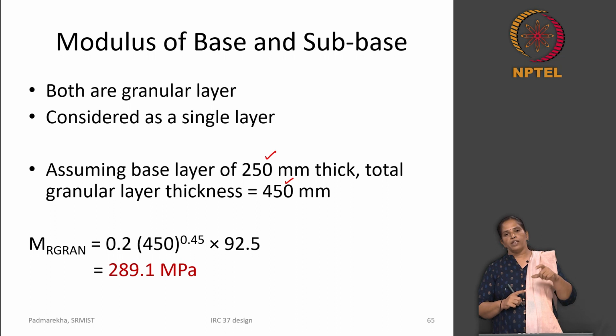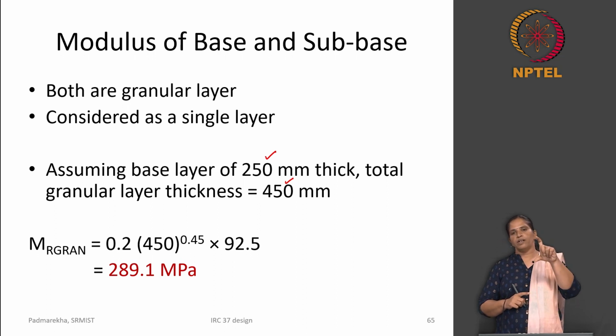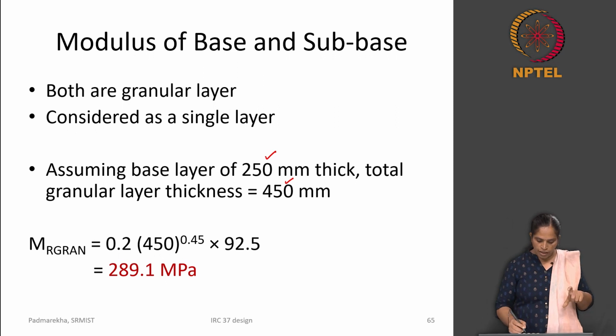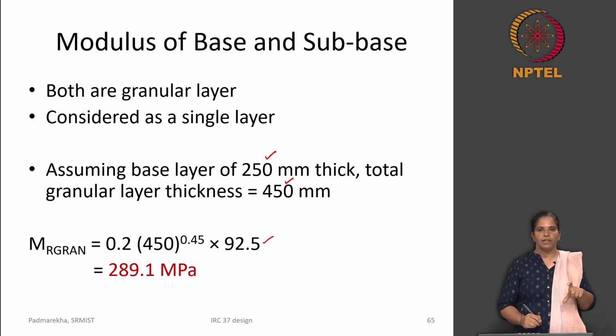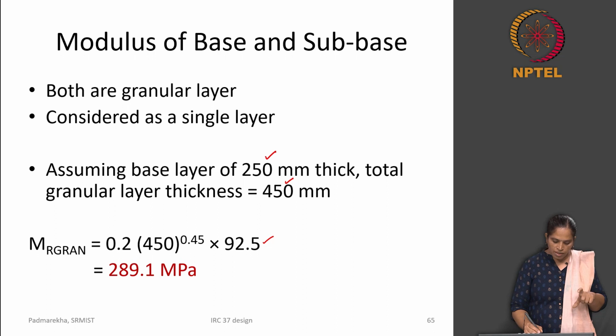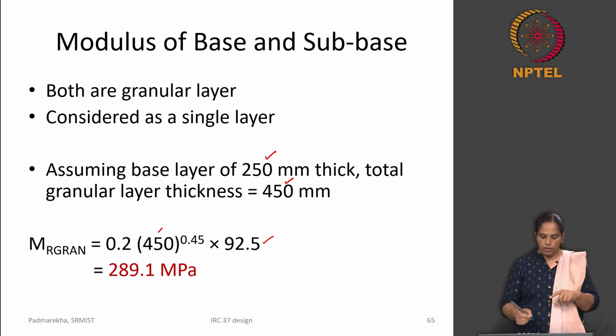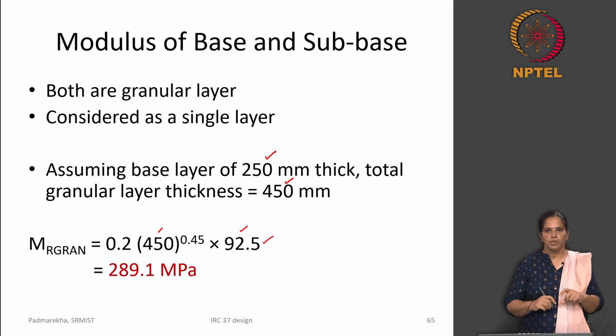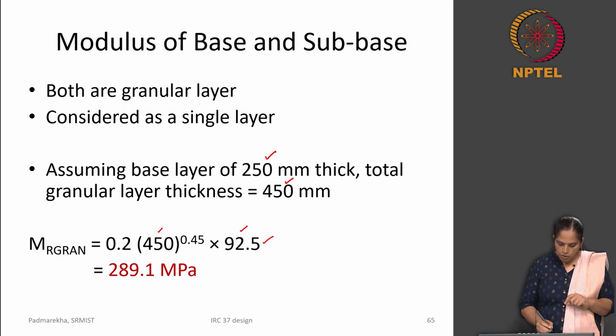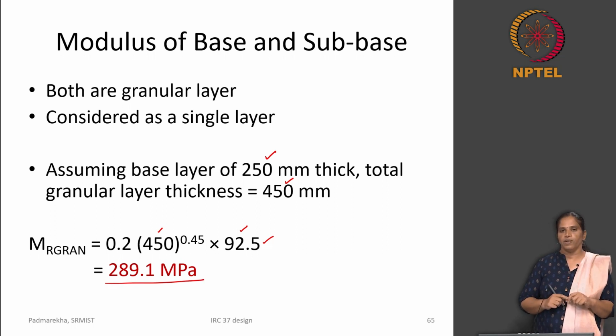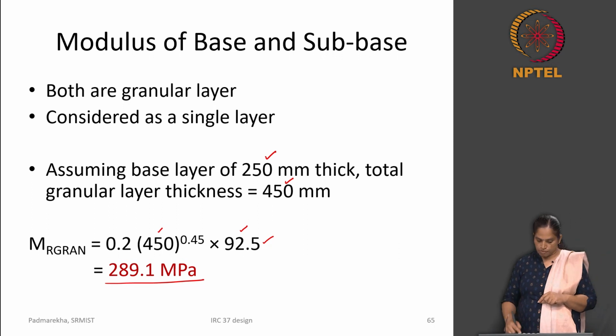So, if you provide a 450 millimeter thick granular layer, the combined single modulus for the granular layer can be computed with the same empirical equations, which depend on the thickness of the layer H and the modulus of the support, which is the 92.5 modulus of subgrade here. So, the modulus of the granular layer computed is 289.1 megapascal. So, we will use this modulus for the design.